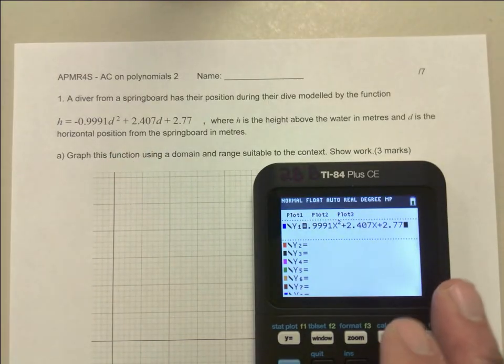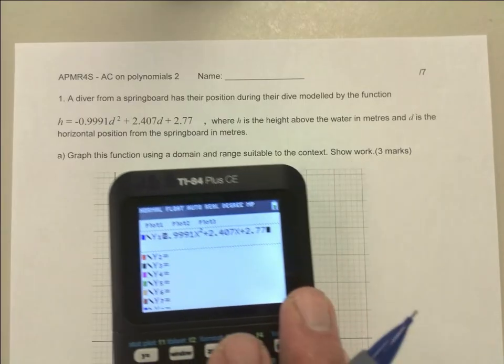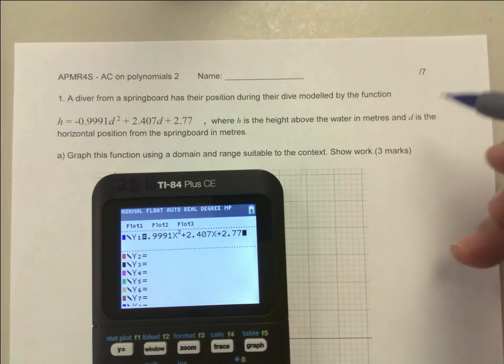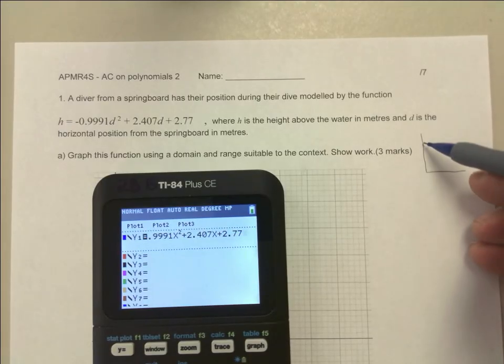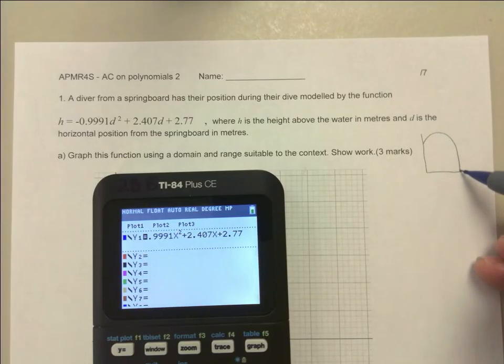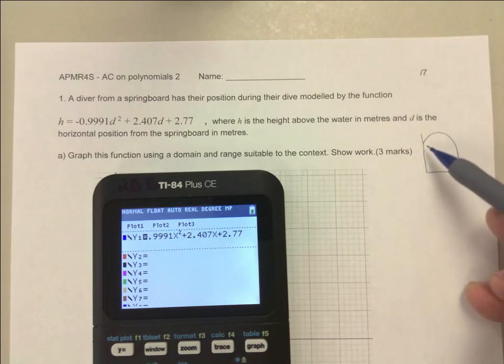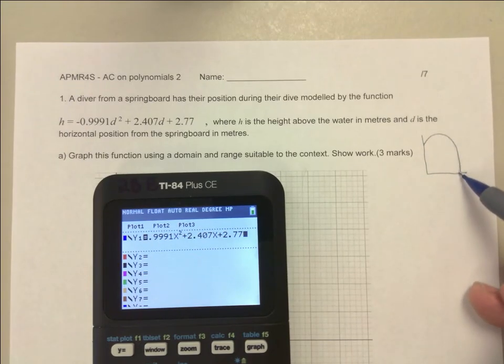We're talking about a diver going off a springboard. And so I'm hoping that at this point you realize that we're talking quadratic most likely, right? So this is the springboard, we're jumping, and then into the water we go. I should add something here though. Make sure you pay attention to this part.